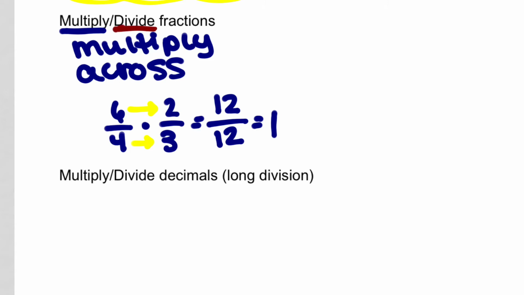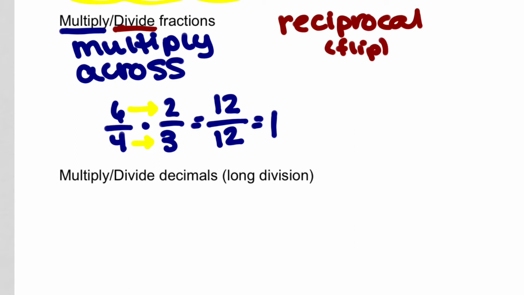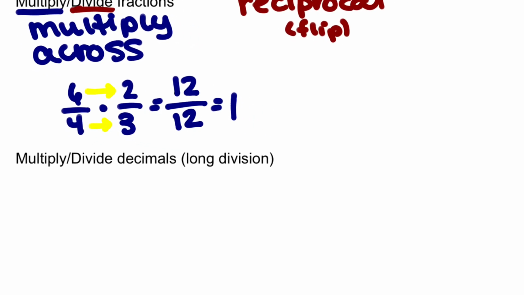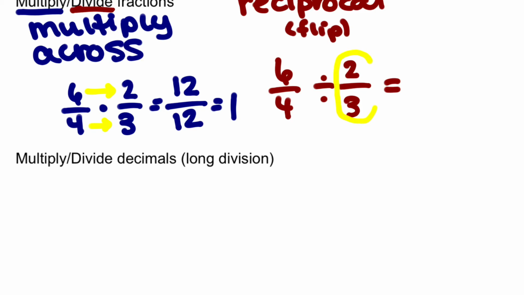But now dividing. Dividing is a different can of worms. So remember, when we're dividing, we must use the reciprocal. And remember, the reciprocal is the flip of the fraction. So let's look at this same one, but a little bit differently now. Let's say I have 6 over 4, and this time it's divided by 2 over 3. Well, I can't just go straight across. That's not going to work. But what I'm going to do is use the reciprocal of that second number.